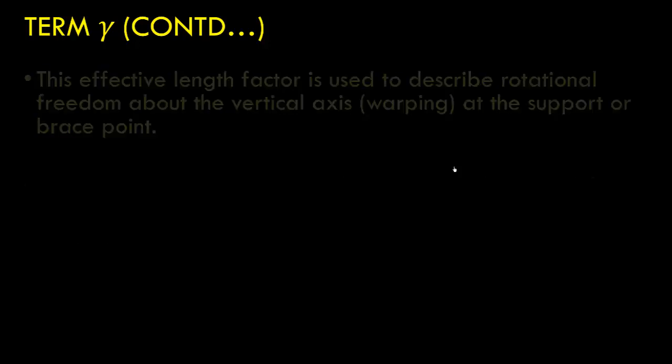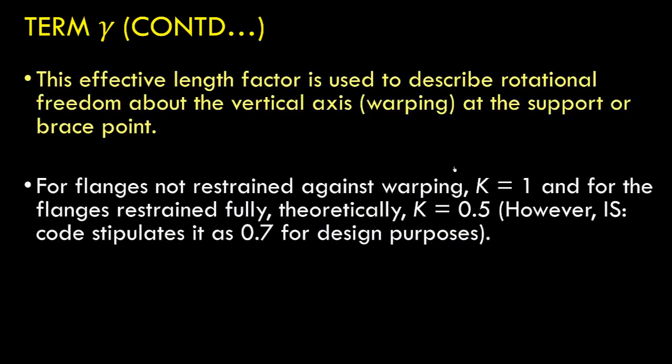For example, if the flanges are not restrained against warping, we will put K equals 1. And for the flanges restrained fully, theoretically we will have K equals 0.5. But the IS code takes a value of 0.7 for design purposes. So what we are saying is, we will have different values of K depending upon the restraint provided at the support or the braced point. So if we have no restraint against warping, let's put K equals 1, and if we have restraint against warping, we will take a value of 0.7, that is provided in IS 800.